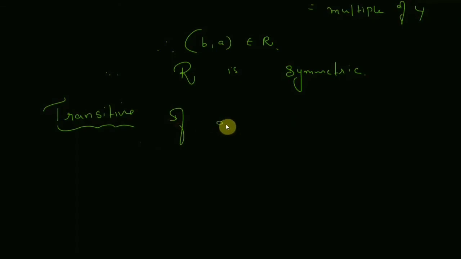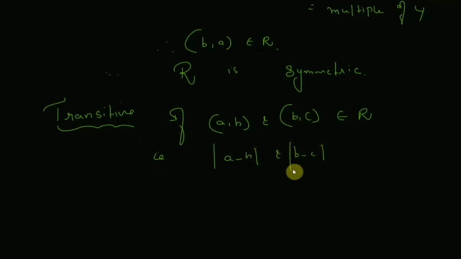Now we'll check whether it is transitive. How do you check whether it is transitive? If (a, b) and (b, c) belong to R, then we have to prove that (a, c) belongs to R. So (a, b) belongs to R. What does it mean? The modulus of a minus b is a multiple of 4. Similarly, b minus c is also a multiple of 4. So a minus b and b minus c are both multiples of 4.